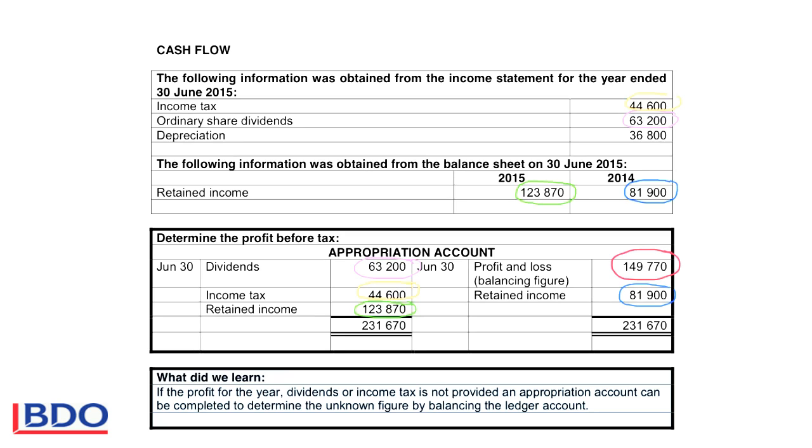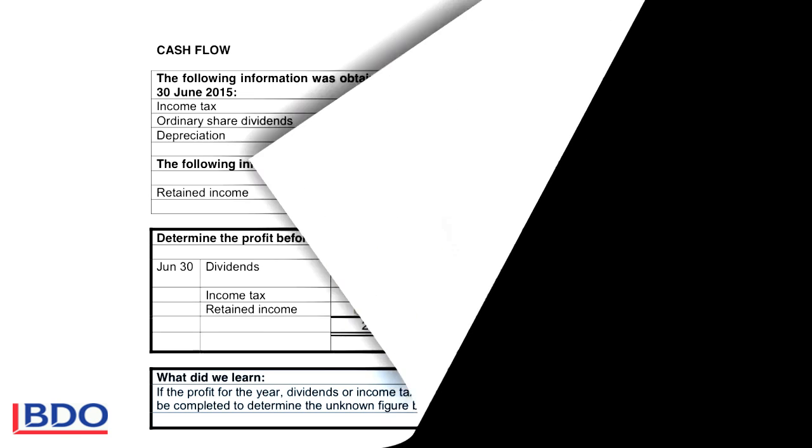So what did we learn? If the profit, the dividends, or the income tax is not provided, we will open an appropriation account, put in all the figures that are known, and by balancing, we will determine the unknown figure.